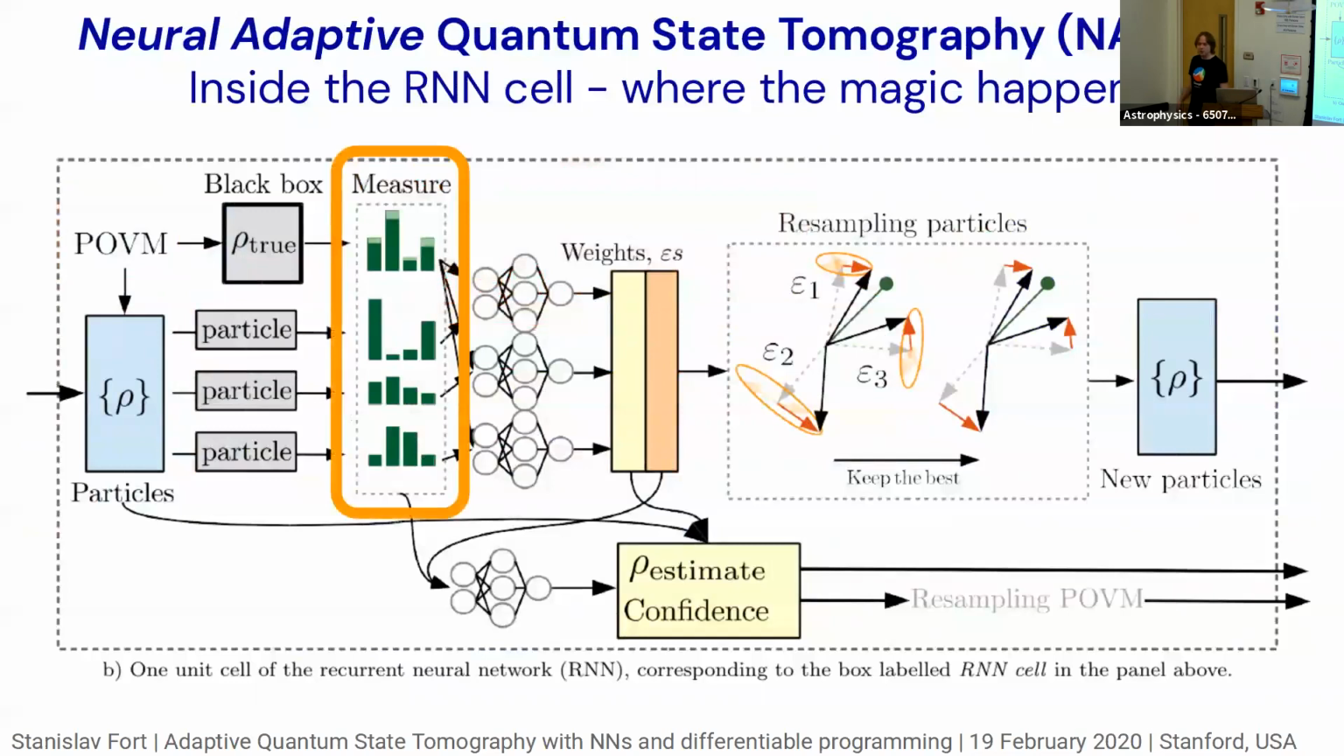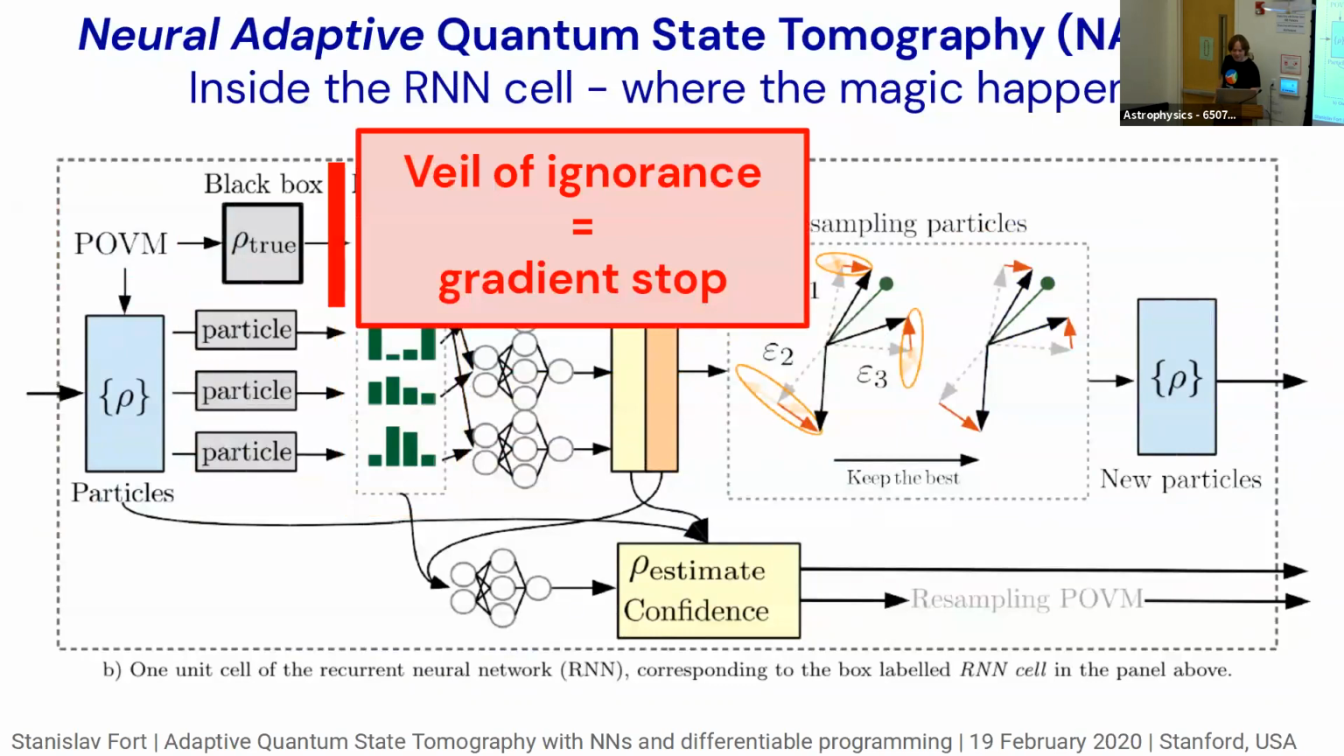Okay, so we make these measurements, but in the training case, we do not want to have access to this true state. That true state should be hidden from the network. So we use a kind of veil of ignorance type of structure in the computational graph using gradient stuff. So the gradient can really flow through this true state. It should not have access to the true state, otherwise it would be cheating and just looking it up and getting the true answer.